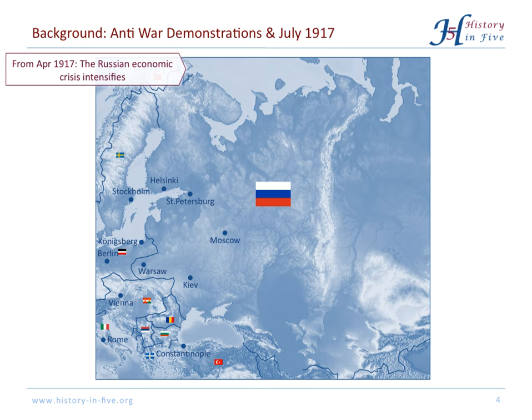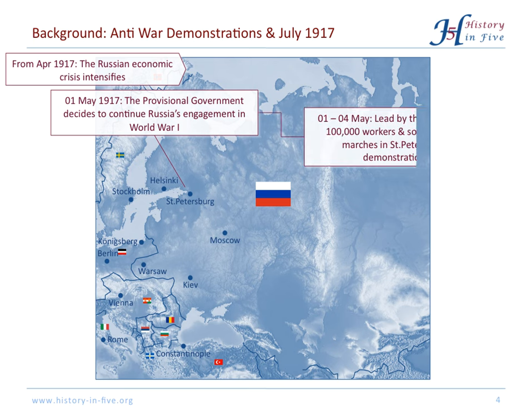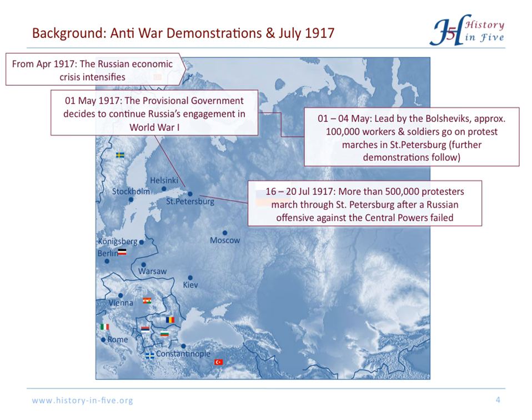From April 1917, the Russian economy went further down. It was not in a good state whatsoever beforehand. But the crisis intensified. The provisional government decided to continue the war with Germany until victory is achieved. This led to mass demonstrations where more than 100,000 workers and soldiers protested in the streets of St. Petersburg. In July 1917, there were even more than 500,000 protesters.